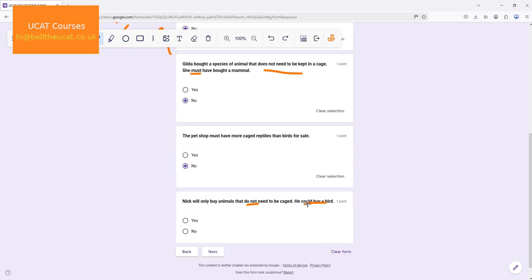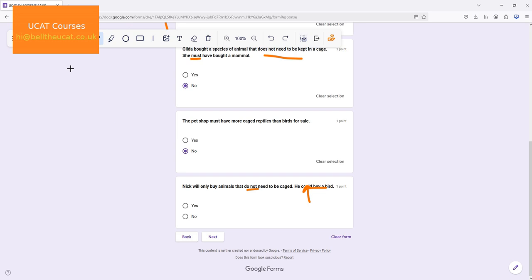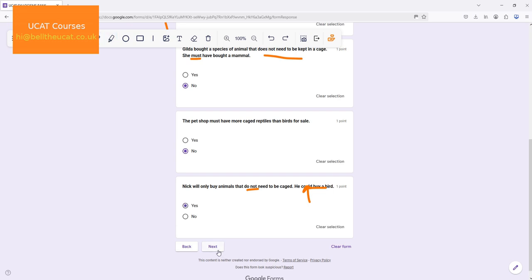So the key emphasis, another tip, is that the word is could, which means he could. If the word would have been must, no, that's wrong. That's why we ignored the earlier one, because he must have bought a reptile. That's why we said no to that. In this case, he could buy a bird. Of course, yes, there's an option. He's just giving us a possibility. Answer is yes on this one. Right, moving on to our next question now.